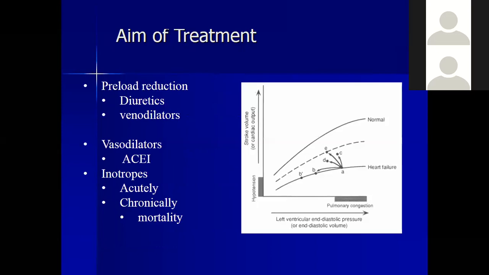So what are the drugs we can use? As I told you before, you can reduce the preload by diuretics and venodilators. You can give a vasodilator, ACE inhibitor. If the patient is acutely ill, you give inotropic support. In chronic heart failure, they get admitted recurrently and their mortality is usually higher. And then the best treatment is heart transplantation, but in Pakistan we don't do heart transplantation.